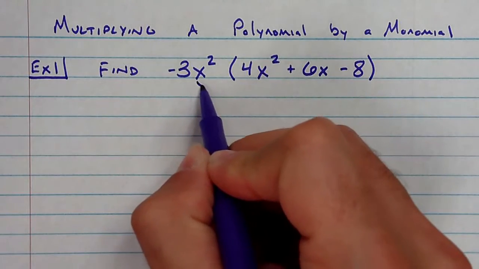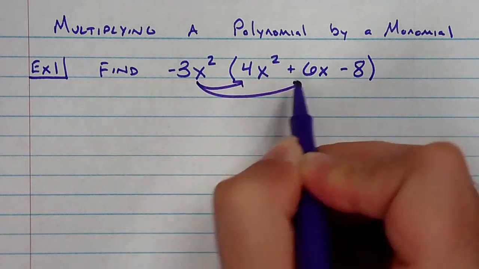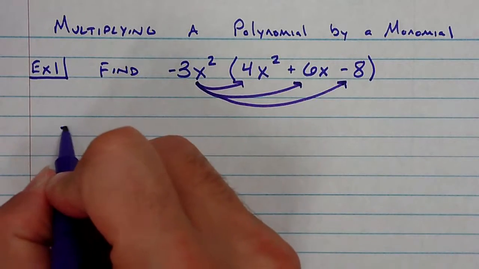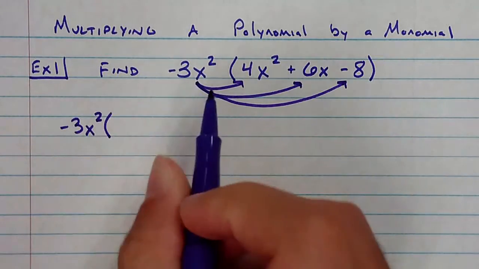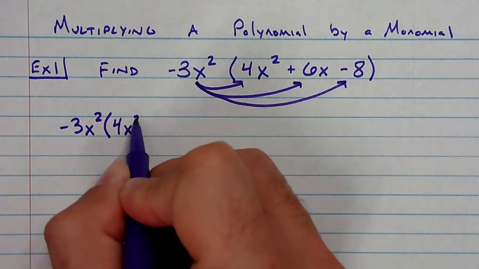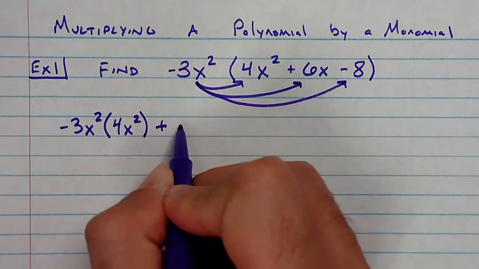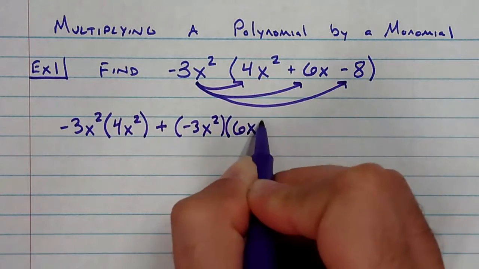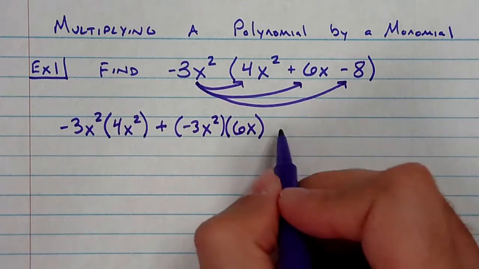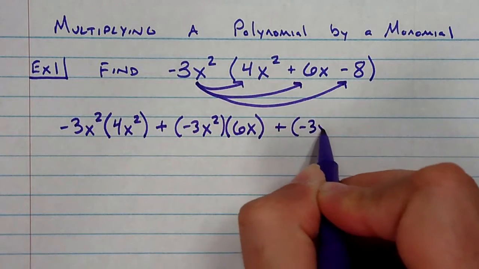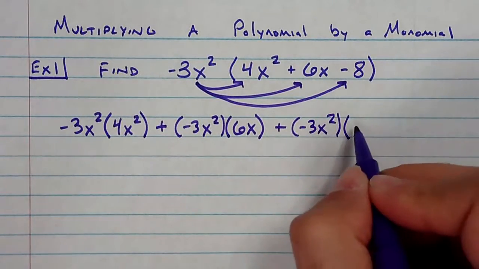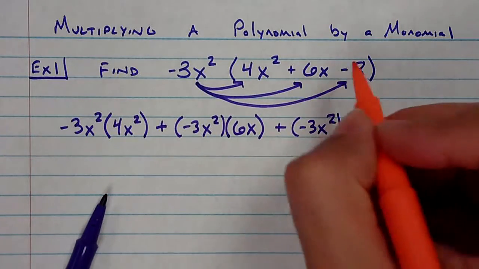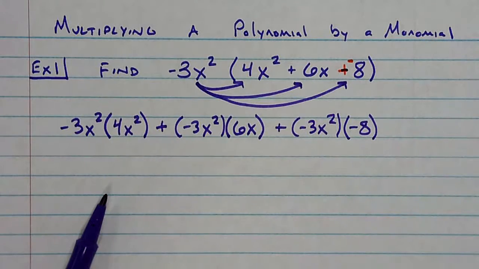First thing we're going to do is distribute our monomial throughout our polynomial. I'm going to rewrite this as negative 3x squared times 4x squared, plus negative 3x squared times 6x. So that's the second distribution, plus negative 3x squared times negative 8. I'm going to remind myself that I have to keep track of this negative, so I'm going to keep it as negative 8.